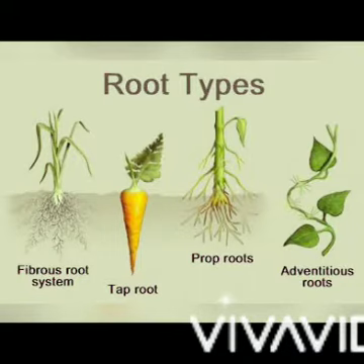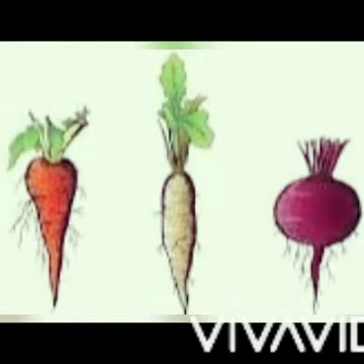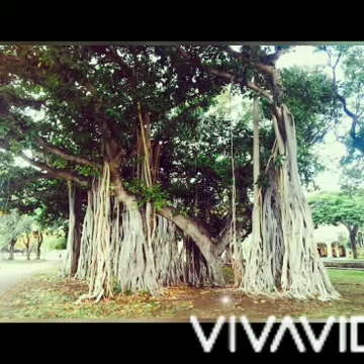Storage root. Here, taproots are modified to store food. Example, conical root in carrot, fusiform root in radish, napiform root in beetroot. Next, prop root. Roots which are modified to provide mechanical support are called prop roots.